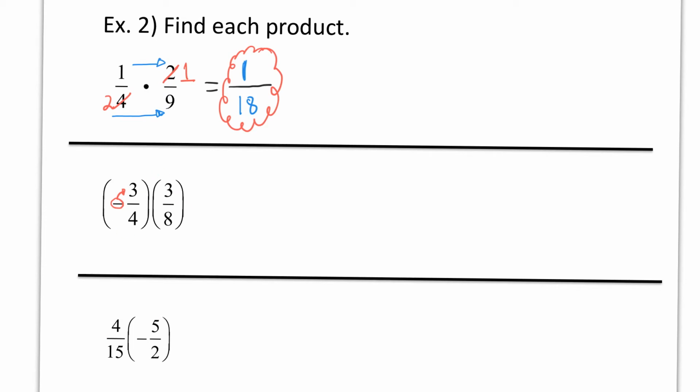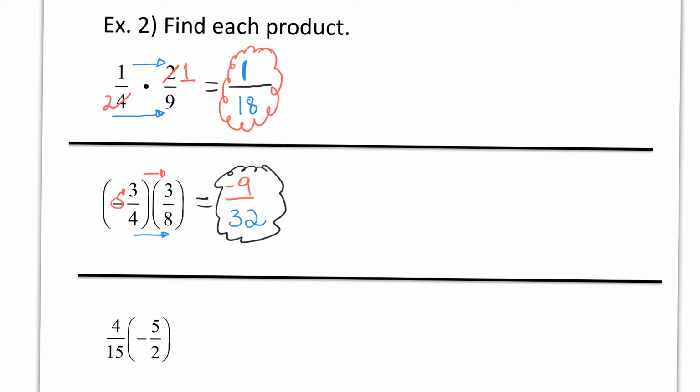The only thing you can do is just multiply the two fractions. So I'm going to multiply the top, negative 3 times 3. That's going to be negative 9. Remember, the negative went to the top. And the bottom, you will have 4 times 8. That's going to be 32. So my answer is negative 9 over 32. You cannot reduce. You keep it as a fraction.